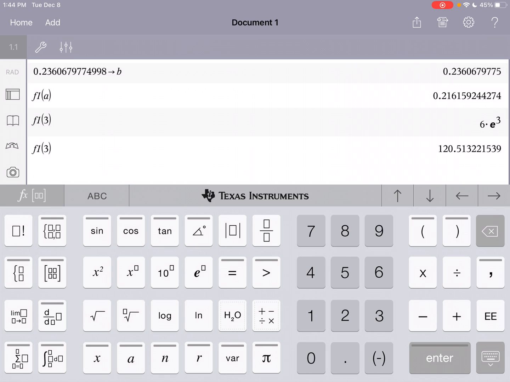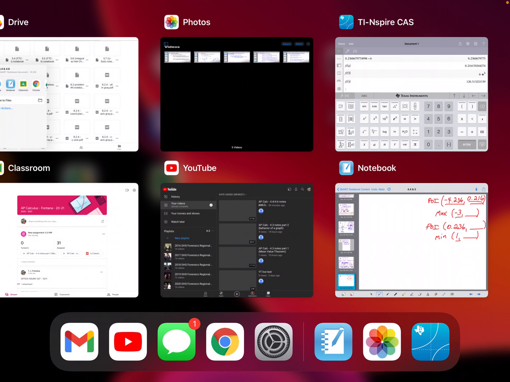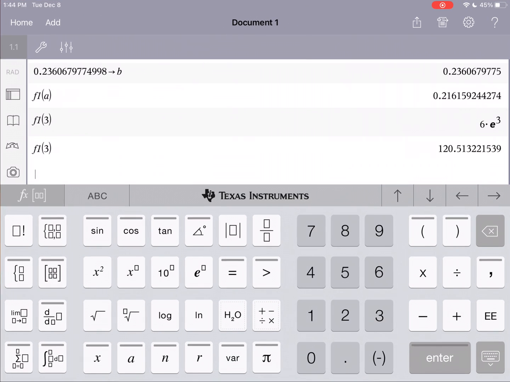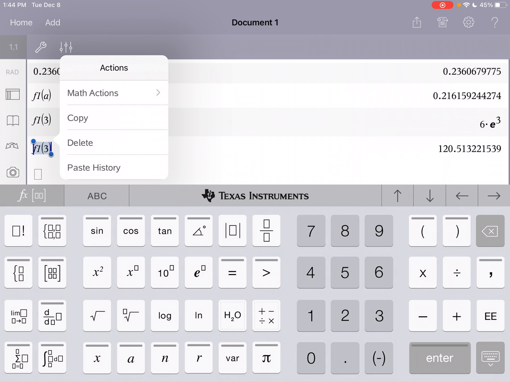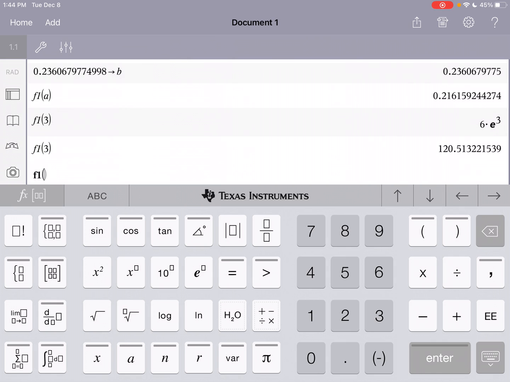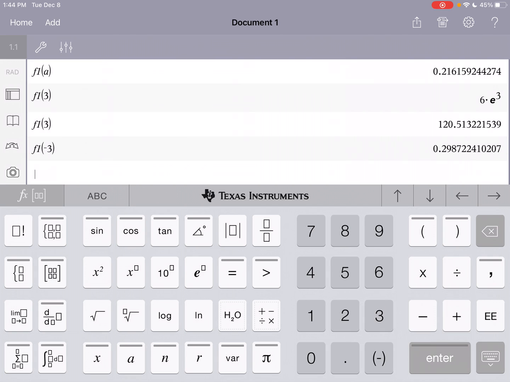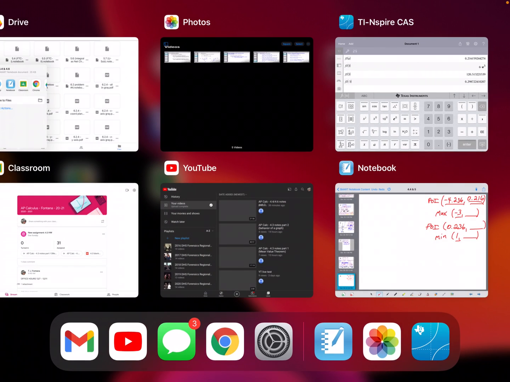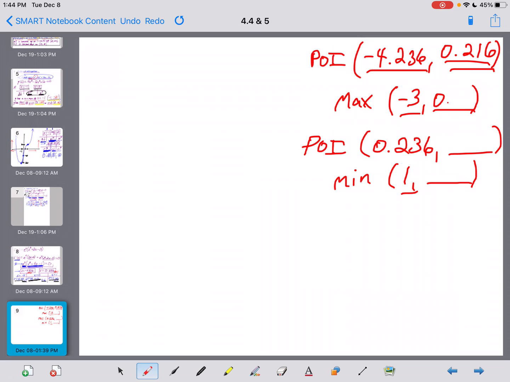Is that right? f1 of 3? -3. I think that was my mistake. That number did not sound familiar to me. So let's try that again, Mr. Fontana. f1 of -3. And again, give me the approximate. There we go. 0.299 is what that one looks like. So 0.299. Okay, now we're going to evaluate it here at this second point of inflection.